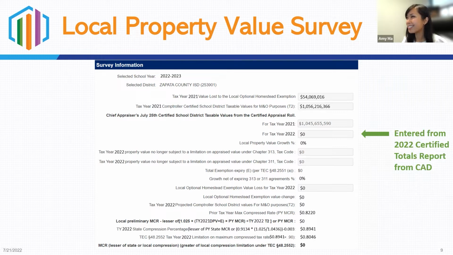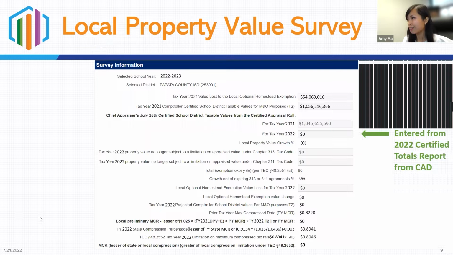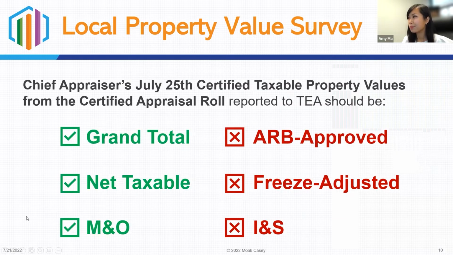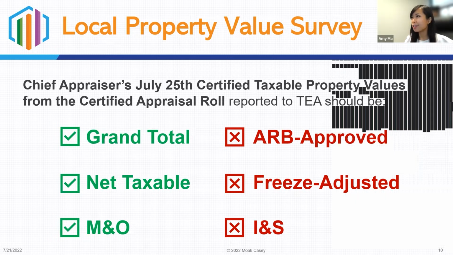Okay. So for this year, for tax year 2022, you want to enter the July 25th value from your totals report from the CAD. So what does this July 25th value consist of? TA is looking for the grand totals page, the net taxable value from that page, and if that is split up into an M&O or INS, TA is looking for the M&O side.